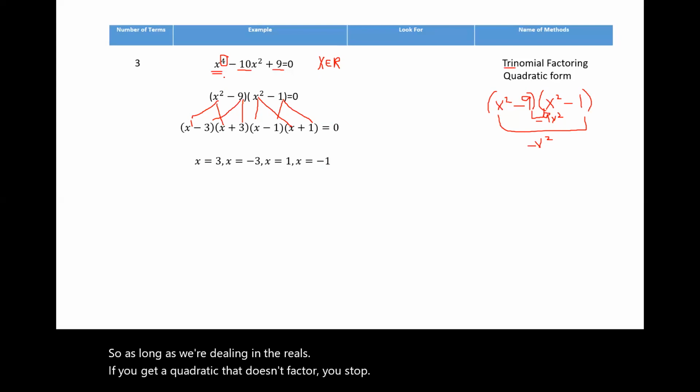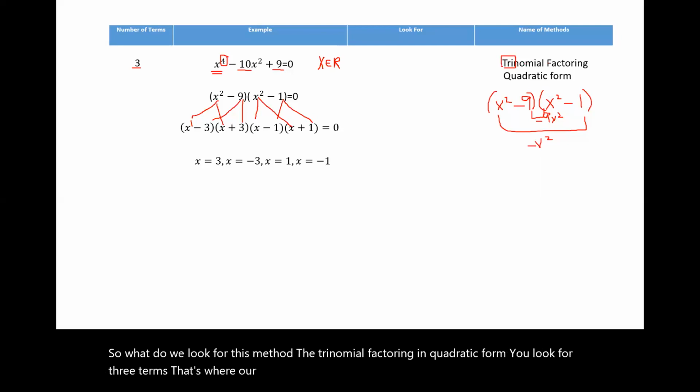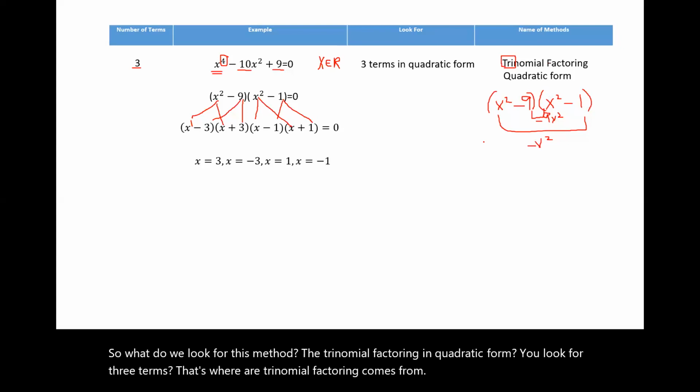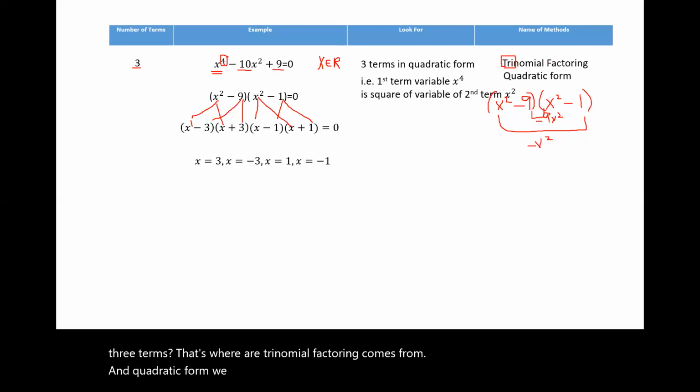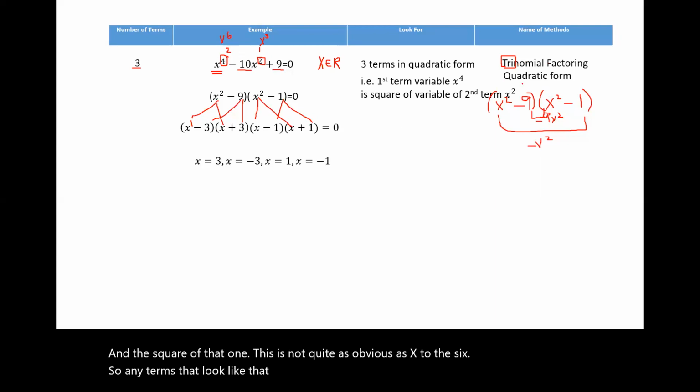So what do we look for with this method, the trinomial factoring in quadratic form? You look for 3 terms. That's where our trinomial factoring comes from. And by quadratic form, we mean the first term has a variable of x to the 4th, and that should be the square of the second term. So it works for x to the power 1 and x squared. It would work for x cubed, and the square of that one, this is not quite as obvious, is x to the 6th. So any terms that look like that will be trinomial factoring or quadratic form.